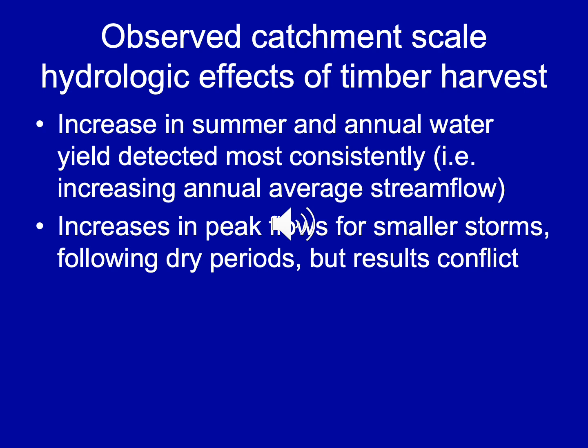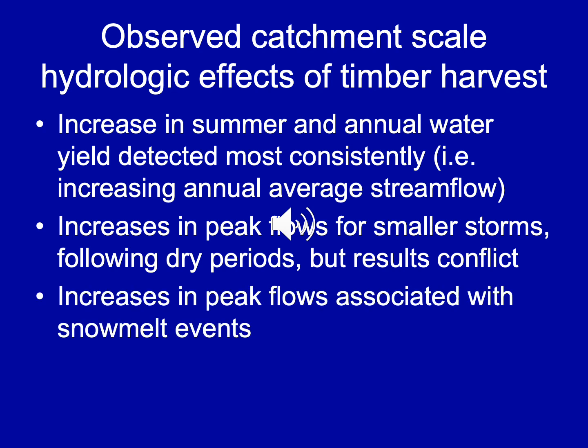So we know from observations and model simulations that if we cut down the trees, the amount of water that reaches streams each year will increase. We also know that particularly for smaller return period events, peak flow rates increase due to forest harvest. The next thing we want to discuss is the role of snowmelt, in particular in increasing peak flows.